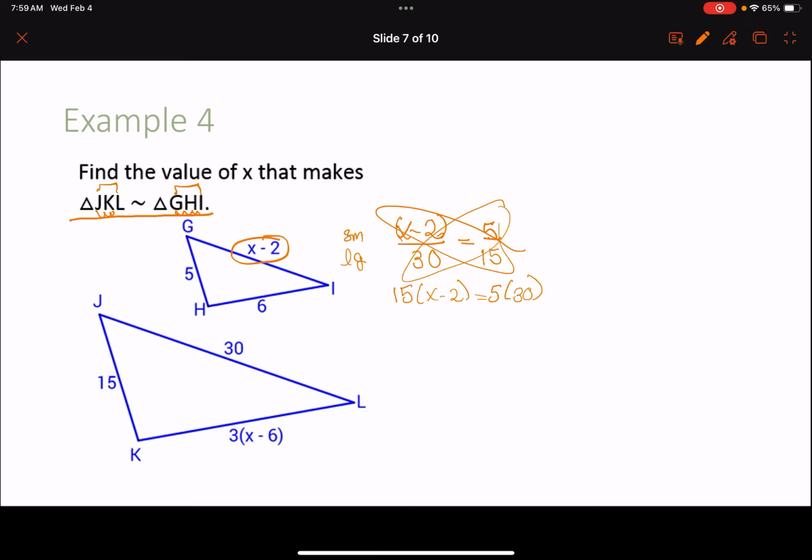But we can also realize, hopefully, that if I'm eventually going to divide by 15 anyway, we might as well divide by 15 right now and have x minus 2 is equal to 5 times 30 divided by 15. 30 divided by 15 is 2. 2 times 5 is 10. So it simplifies the math a little bit. We add a 2, and x is 12. That is the value of x that makes these two triangles similar to each other. Once again, paying attention to who our papa, mama, and baby, our largest, medium, and small sides are.